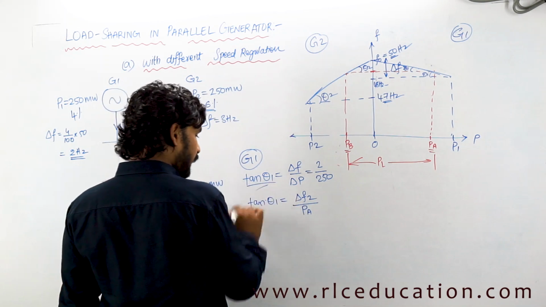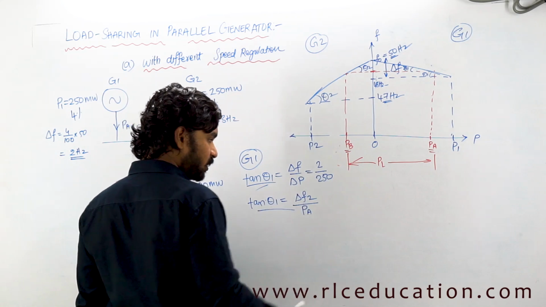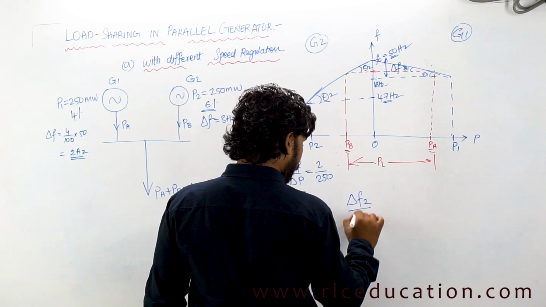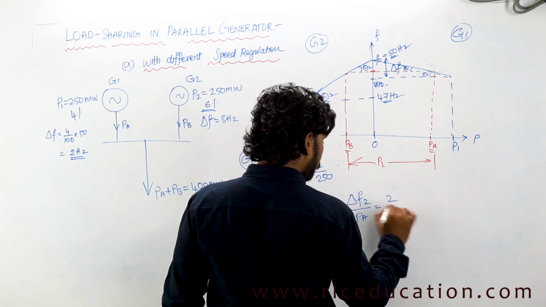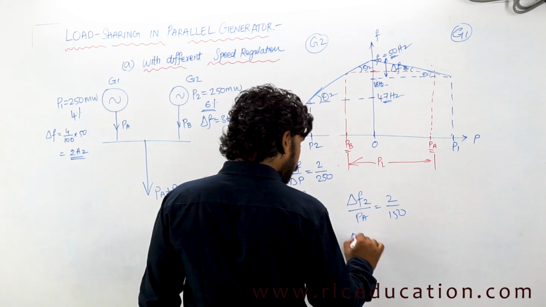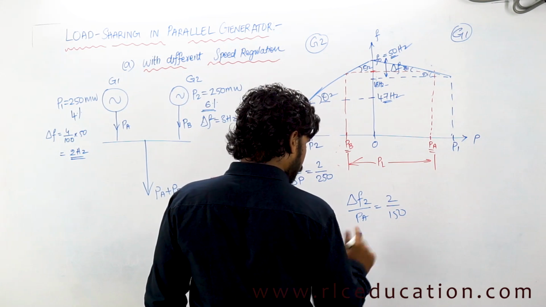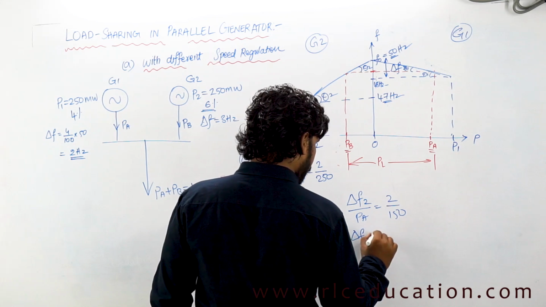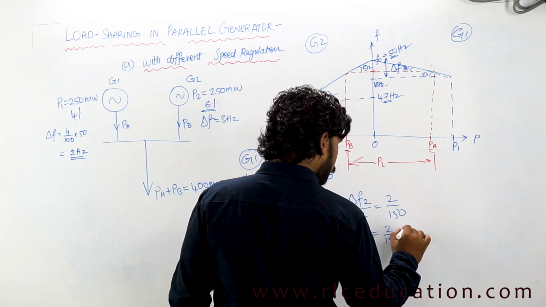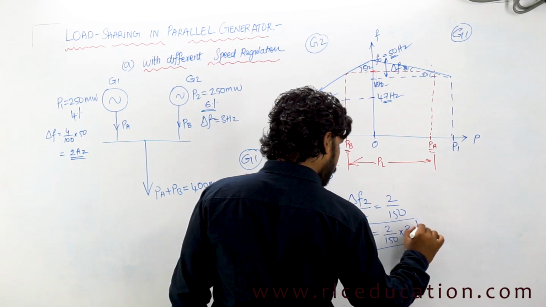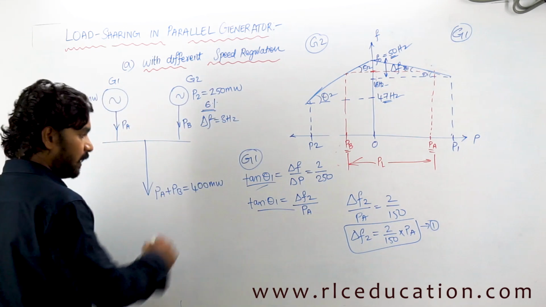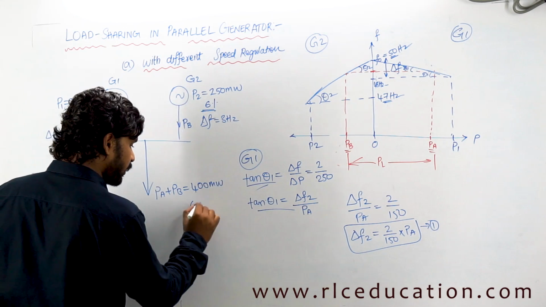So both angles are the same, which means I can equate both of these, right? If I equate them, then I will get delta F2 by PA equal to 2 by 150. From this, delta F2 can be written as 2 by 150 into PA. Take this as equation number 1. Similarly, I will do the same analysis for generator 2 also.